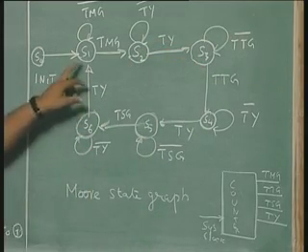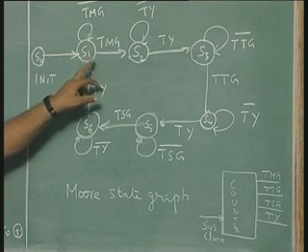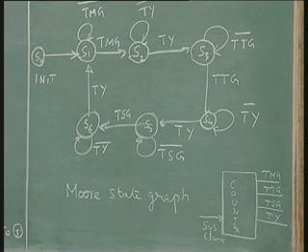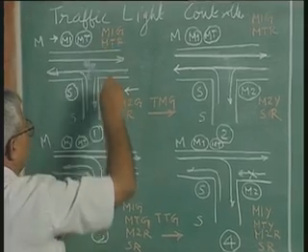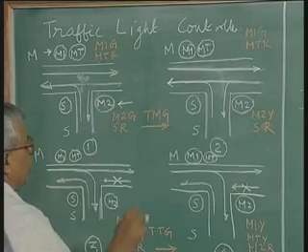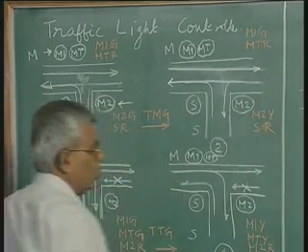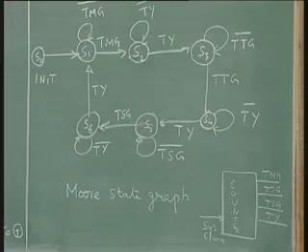Outputs are already defined. For each of these states S1, S2, S3, S4, S5, S6, I have already defined the outputs here. For example, in S1 the outputs are M1G, MTR, M2G, SR. In S2 the outputs are M1G, MTR, M2Y, SR. So, outputs are not drawn.